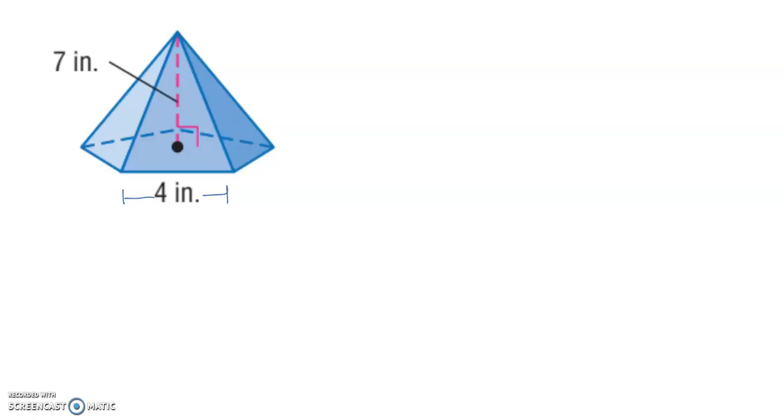So the first thing I would probably do in this situation is start by finding the area of the pentagon, the base. So I'm just going to redraw the base as best I can. And I see that the bottom here is 4 inches. We're going to start by dividing up into our triangles, finding the measure of the central angle: 360 divided by 5 is 72 degrees.